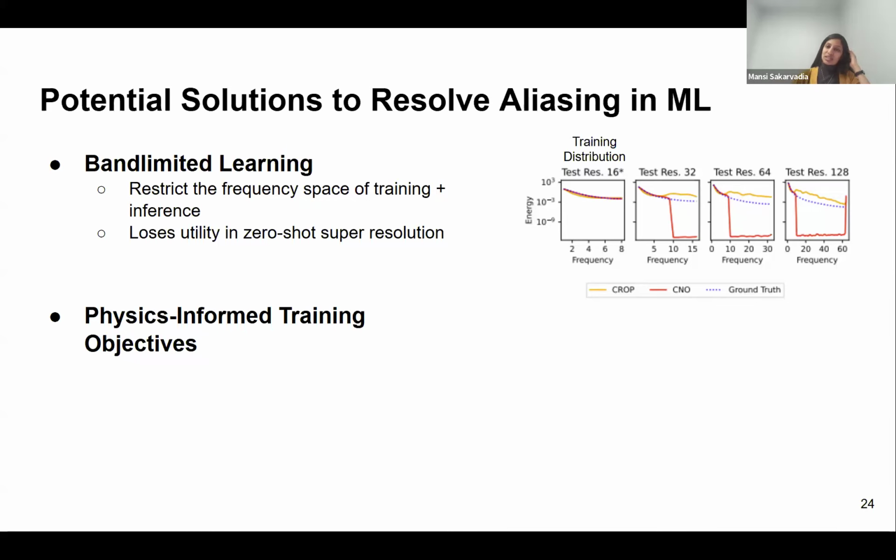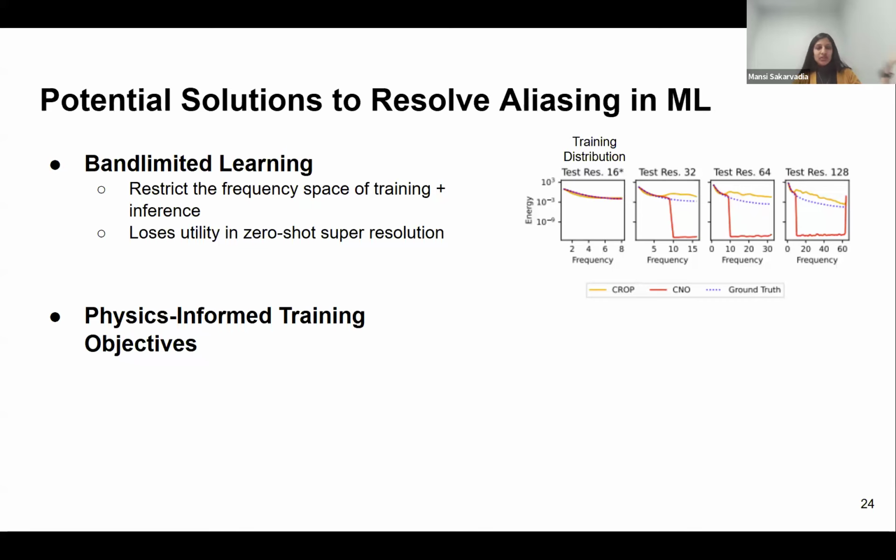And so what we see is that at every single test resolution, we are accurately modeling the first 8 frequencies, but as soon as we pass the 8th frequency, our predicted spectra diverges from the ground truth spectra. So in practice, we're observing a loss of utility of both of these methods in a setting where we really want to be able to super resolve our underlying system.